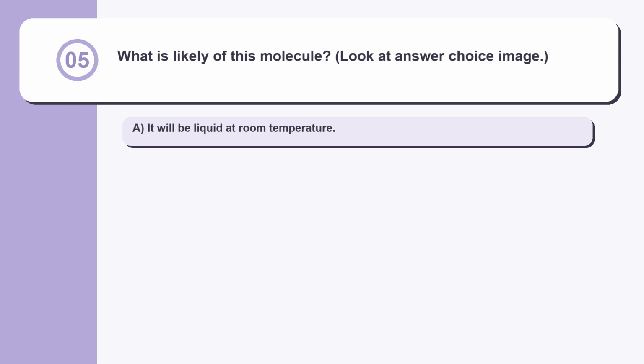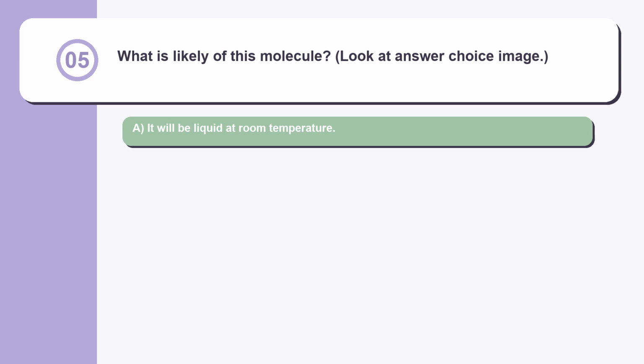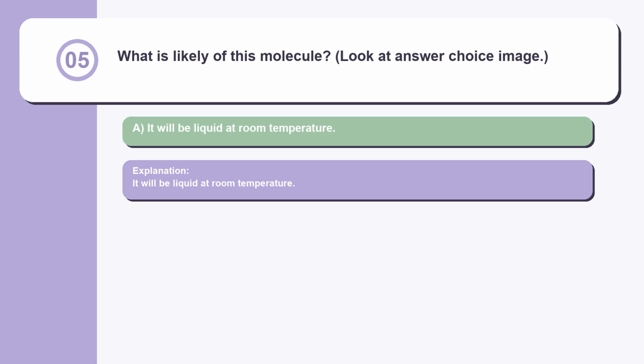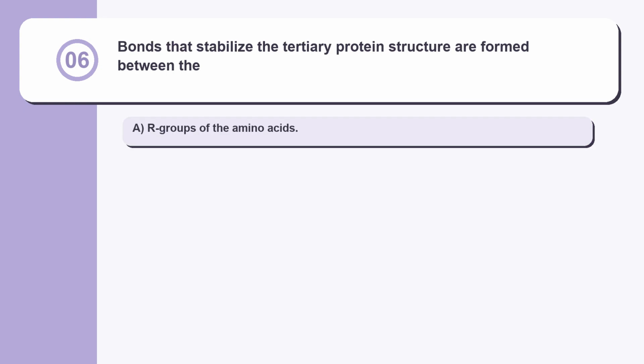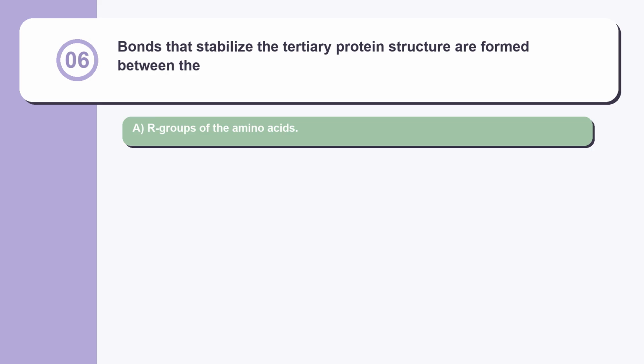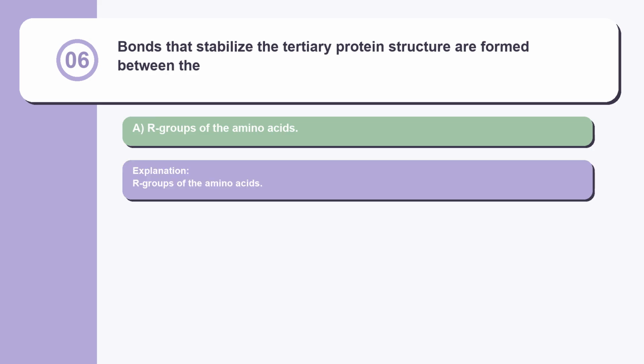Question 5. What is likely of this molecule? Look at answer choice image. It will be liquid at room temperature. Question 6. Bonds that stabilize the tertiary protein structure are formed between the R groups of the amino acids.